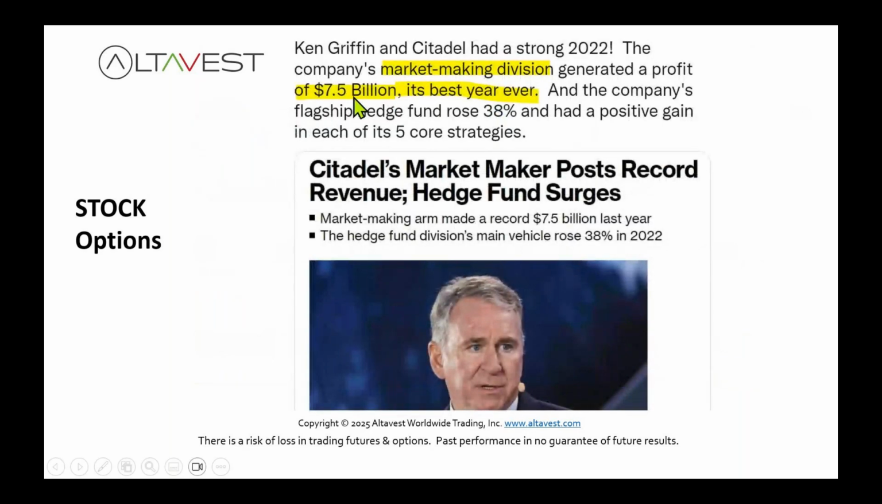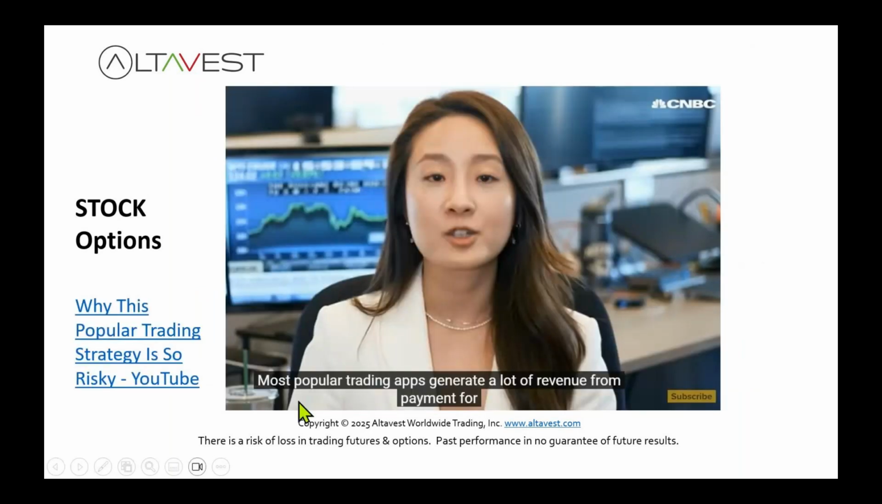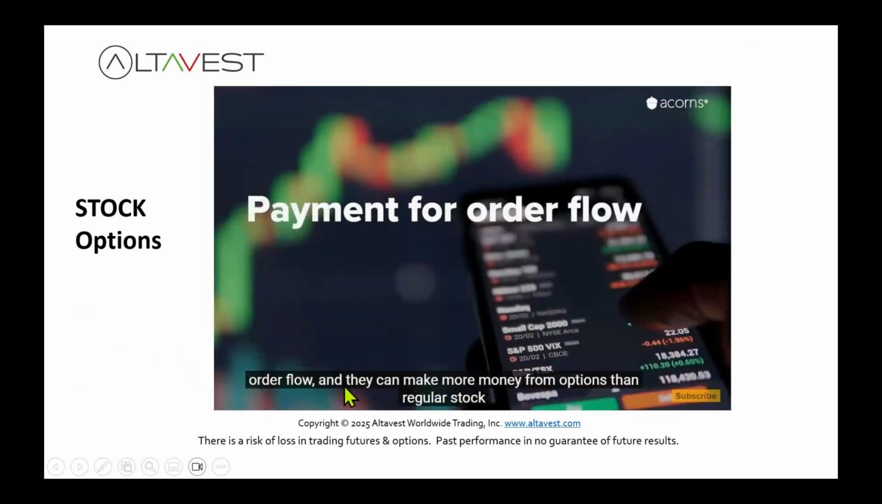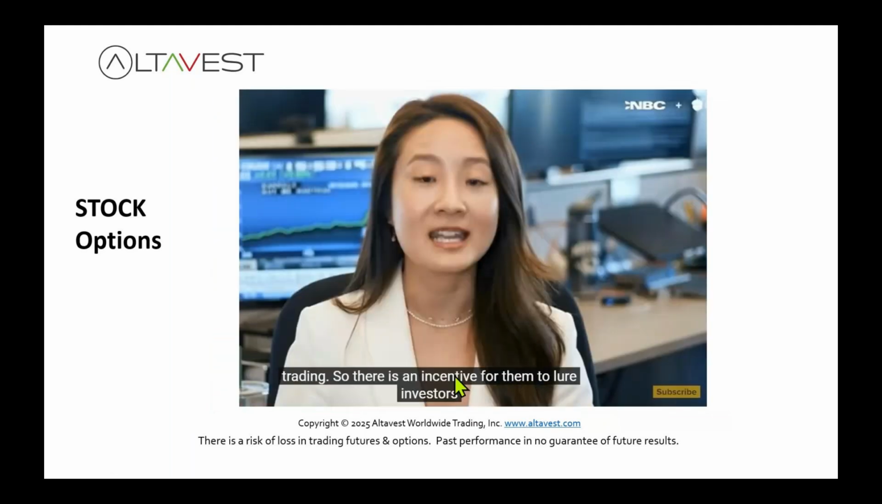They made $7.5 billion in 2022 in their market making division. Stock options are popular because they generate a lot of revenue from payment for order flow. They can make more money from options than regular stock, so that's why these companies are involved so heavily. They say it's commission free, but it's not. So it's an incentive for them to lure investors.